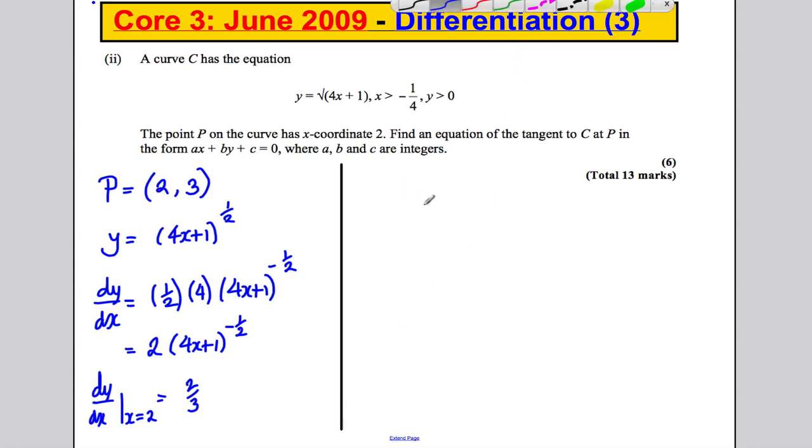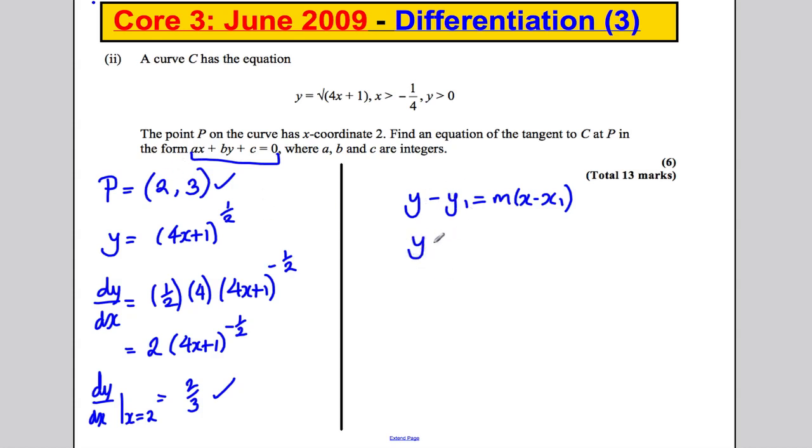Make sure you do. We now want to find the equation of the tangent. We know the gradient. We know a point on the tangent. We've got everything we need to use this formula. y subtract y1 is m(x subtract x1), where m is the gradient of the tangent and (x1, y1) is a pair of coordinates on the tangent. So substituting in here, y subtract 3 is therefore 2/3 (x subtract 2).